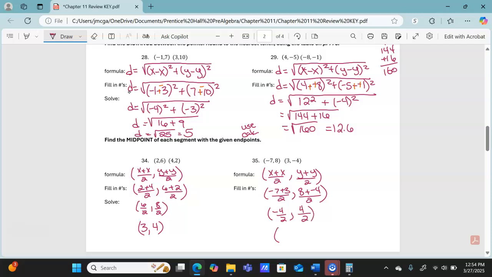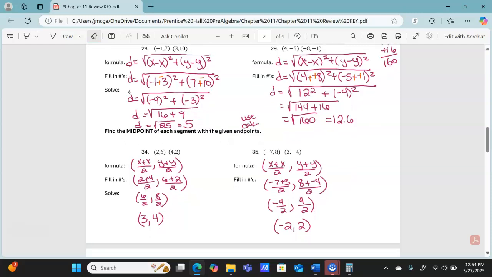So -4 divided by 2 is -2. 4 divided by 2 is 2. If you end up with something that is like an odd number, like 7 over 2, just leave it as an improper fraction. That's fine. Moving on.